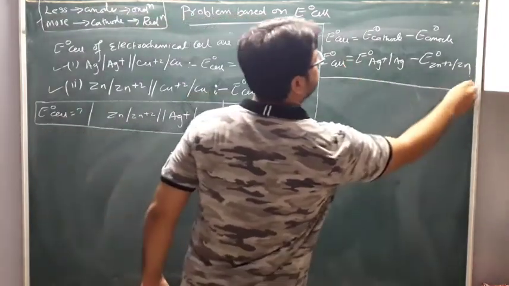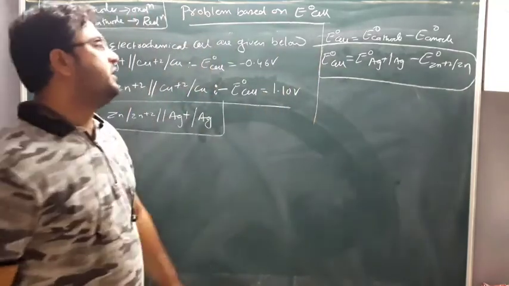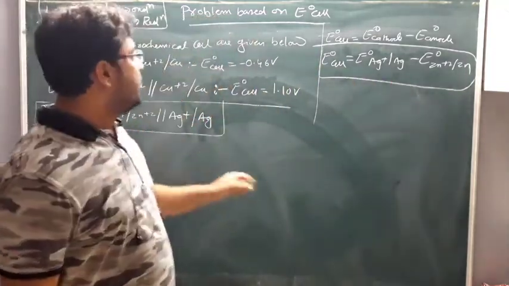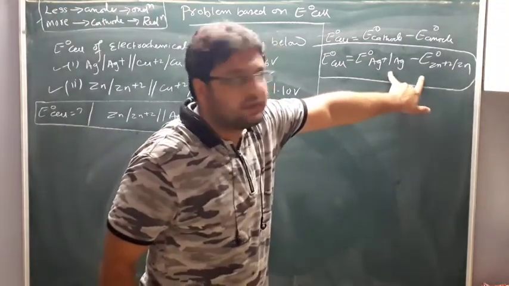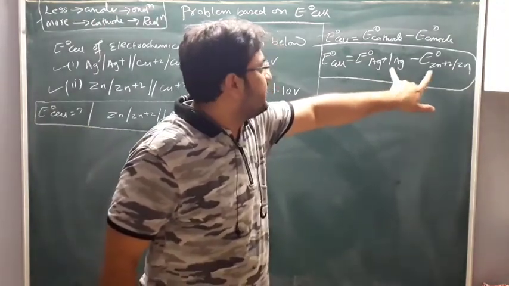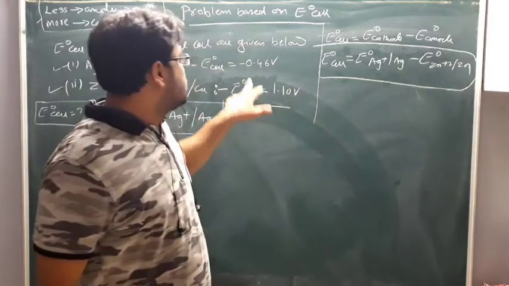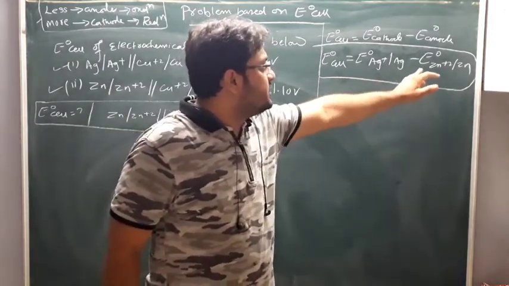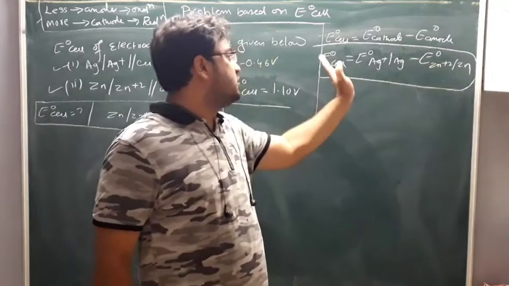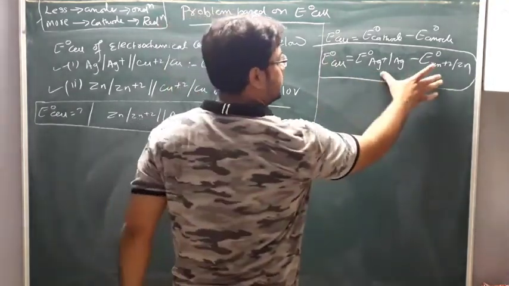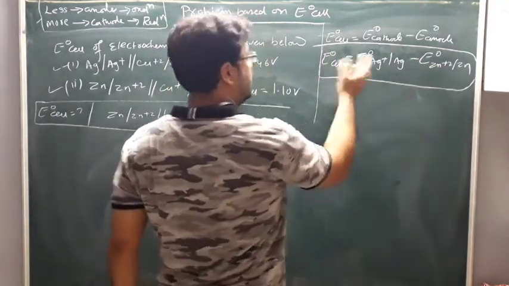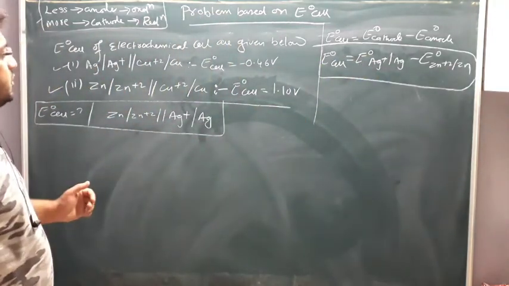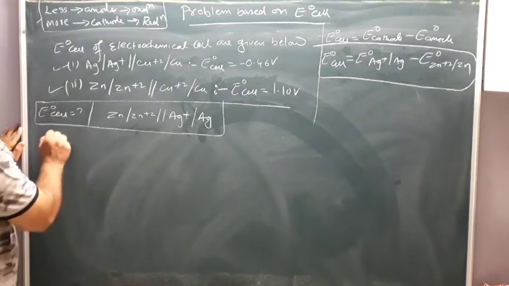Somehow, using the two given equations, I have to form an equation of this fashion. If I get E0 Ag+/Ag minus E0 Zn+2/Zn, that is nothing but E0 cell. This portion is equal to E0 cell for which cell? This cell. So I will start the question from here first.